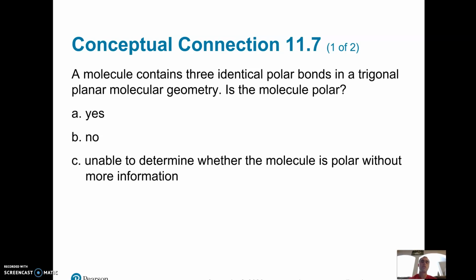So we've got a molecule that has 3 identical polar bonds in a trigonal planar molecular geometry. Is it polar? Okay, pause it, see if you can answer this by yourself. I'm going to explain it.